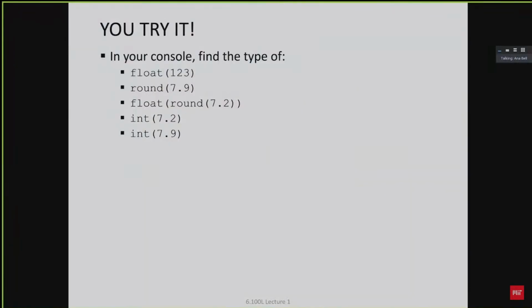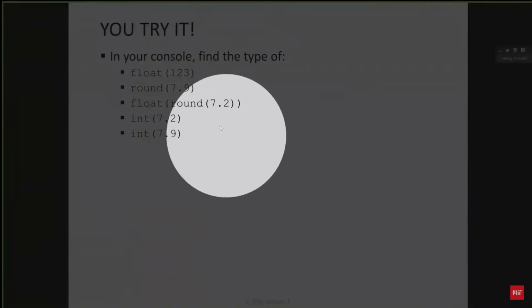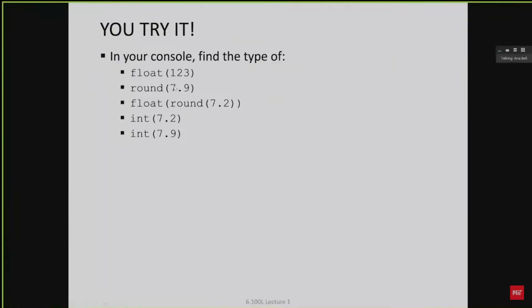So let's have you try this. What are the types of the following? I don't need the values, but the types. So if I get type of float of 123, what is the type of that?